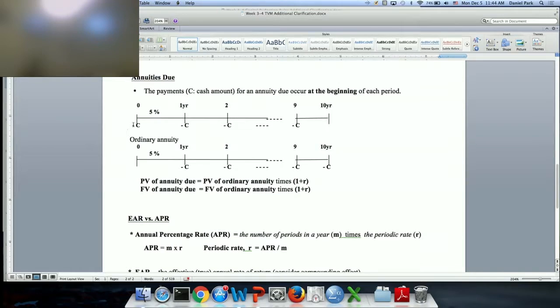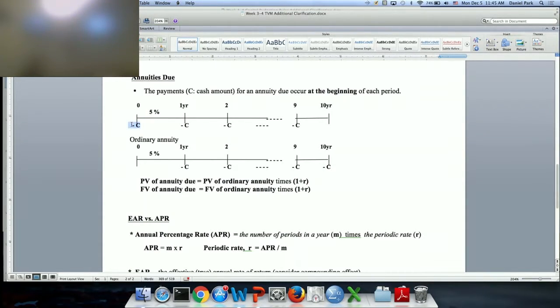The total payment is the same. 0 to 9 is all 10 payments, or 1 to 10 payments. But annuity due means the same-size cash flow happens at the beginning of each period. Beginning of each period versus end of each period. End of each period, that's what we call ordinary annuity. Versus annuity due, the same amount happens at the beginning of each period.